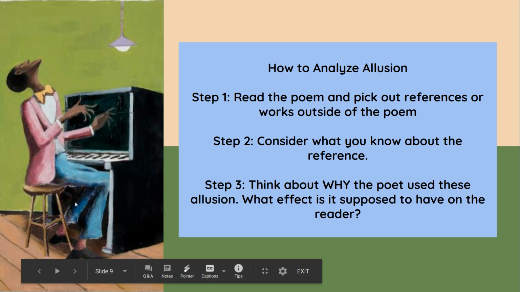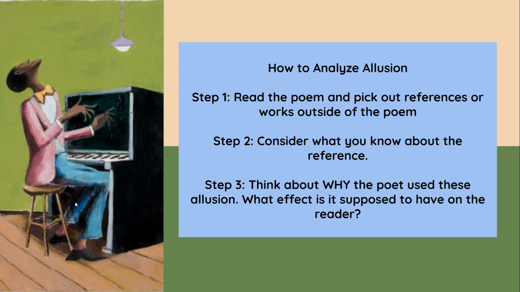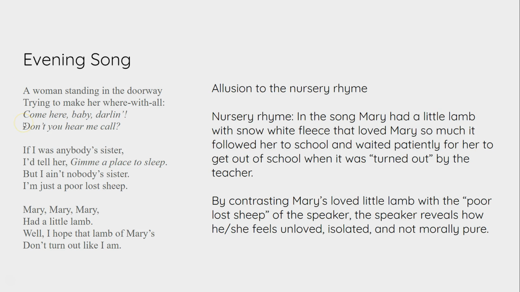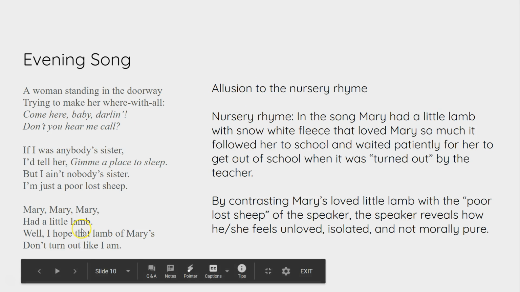So when we look at allusions, we also want to read the poem and pick out references to works outside of the poem and think about what we know about that reference. And then we'll think about why that poet used the allusion. What effect is it supposed to have on the reader? Well, this is going to be very similar to what we just talked about, but we see that there is definitely an explicit allusion to the nursery rhyme, Mary Had a Little Lamb.